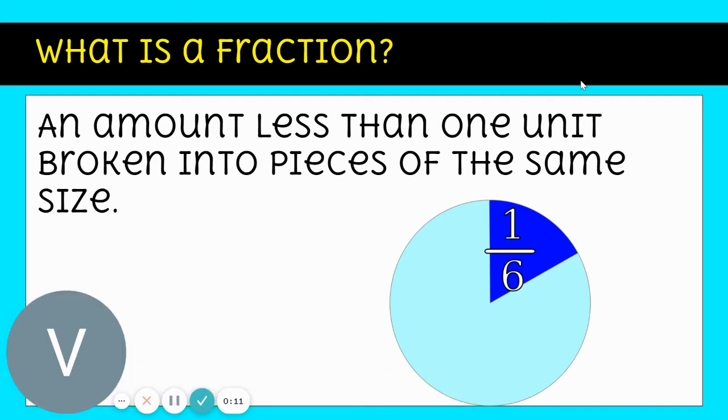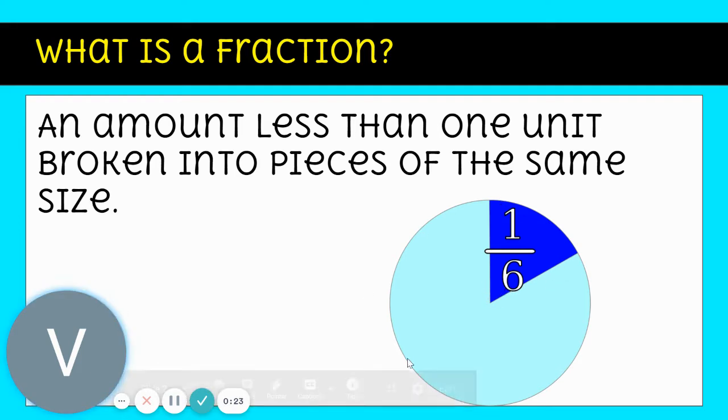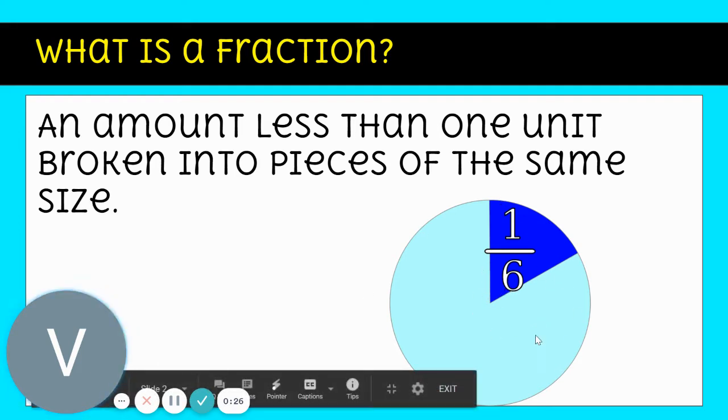So what is a fraction? A fraction is an amount less than 1 unit broken into pieces of the same size. So this whole circle will equal 1, but each little piece is less than this whole. They're cut into small pieces.